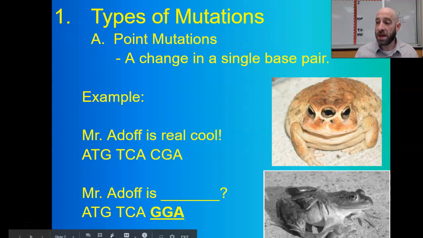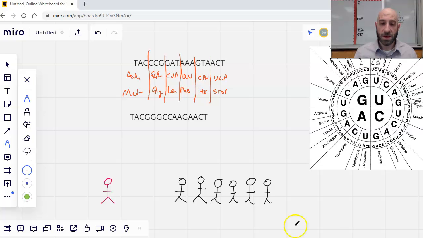Let me just explain it a little bit better with an example. I have here a strand of DNA, and I've already done the work, so I didn't want you to have to watch me do it, but here we have a strand of DNA, and it's TAC, CCG, GAT, AAA, GTA, ACT.